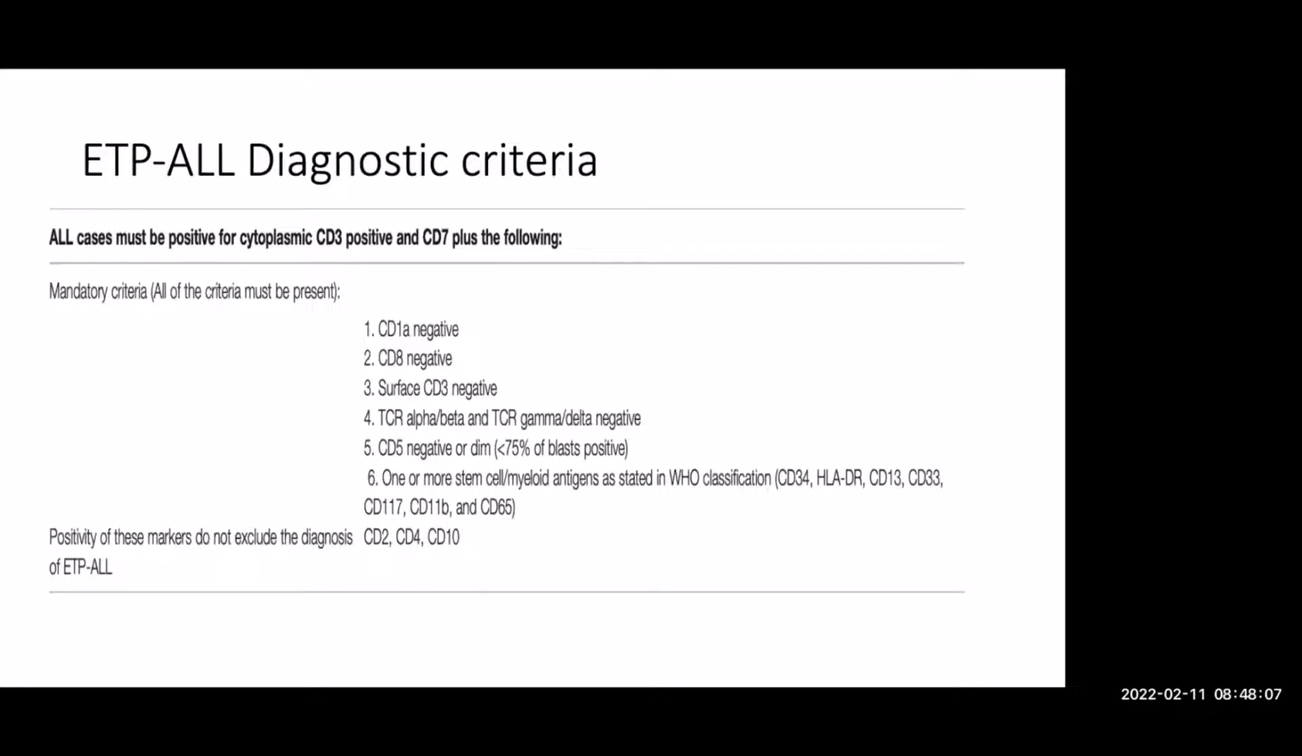So to diagnose this as ETP-ALL, all patients must have the cytoplasmic CD3, which is the lineage specific marker, and CD7 positive. Along with it, they should be CD1A negative, CD8 negative, and surface CD3 negative. And these cells don't have any T cell receptors on the surface, so they should be T cell receptor alpha, beta, or gamma delta negative. The expression of CD5 should be negative or dim. Dim, I mean less than 75% of the blasts should be positive. And one of the stem cell or myeloid antigens should be positive, like CD34, CD13, CD33, CD117.